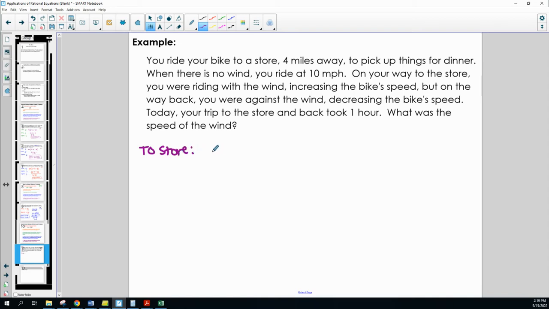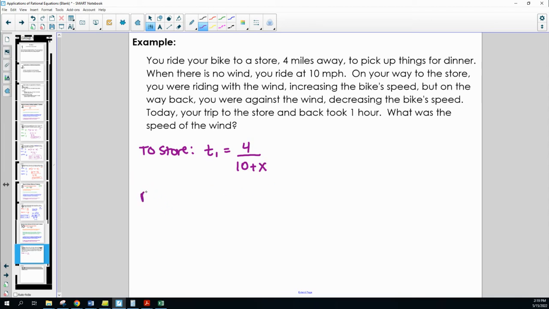Okay, so if we're going to the store, the time it takes to go to the store, we're going to call that T1, the time one way, is equal to the distance to the store, which is 4 miles, over the rate to the store. Well, without the wind, you're riding at 10 miles an hour. So we're going to have 10. But on the way to the store, you're riding with the wind that increases the bike's speed. So we don't know what the speed of the wind is, but we know that it's going to add to our rate to make us go faster. So we're going to have 10 plus x, and x would be the speed of the wind.